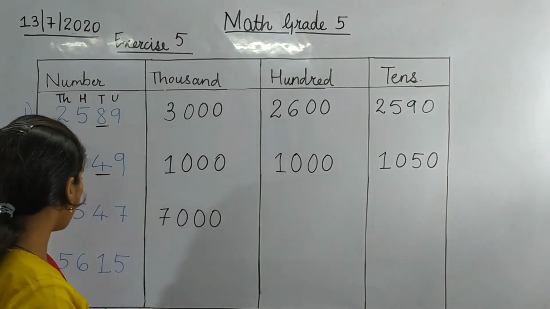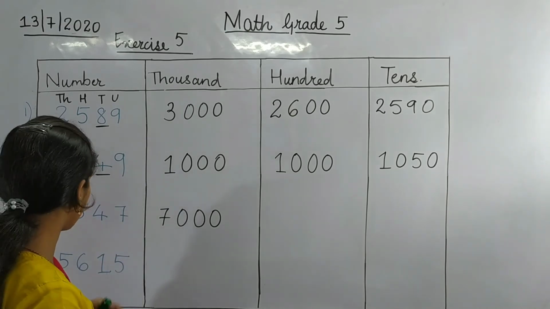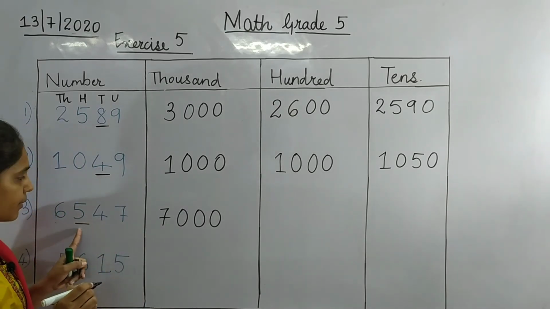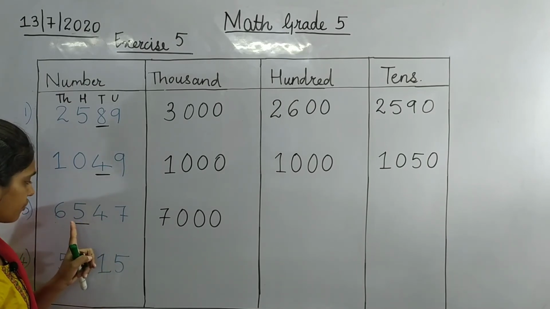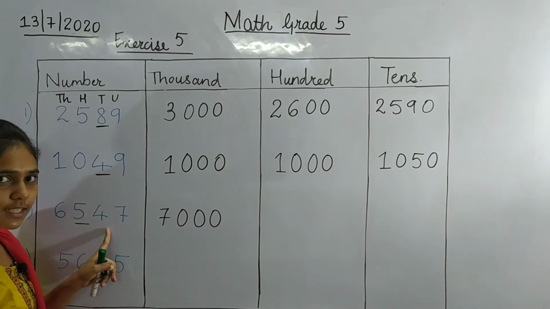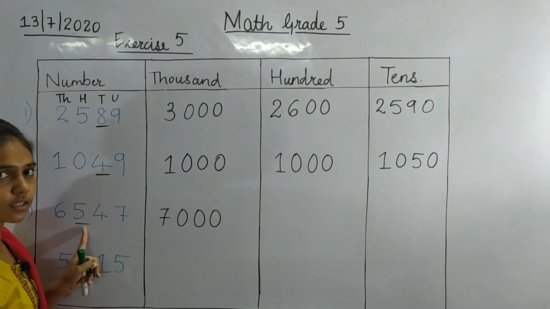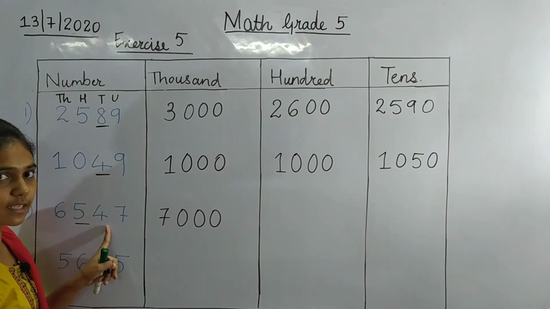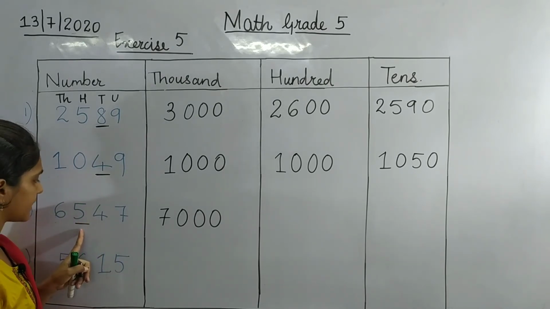Now if we have to round it off to the hundreds place, then we check the number in the hundreds place. After that we check the number which is after the hundreds place number. So after 5, which is the number? 4. And 4 is lesser than 5. So what we do? Do we add 1 to this number 5? No, because the number after 5 is lesser than 5. So we don't add 1. This 5 remains as it is.